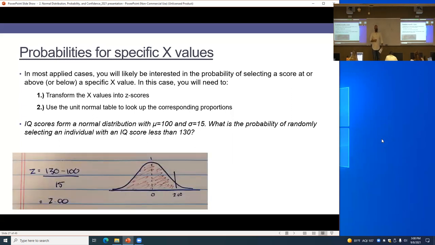Okay. First thing I'm going to do is go through and say, well, I want to see the z-score that's less than 130, right? So I'm going to first calculate the z-score. I know the mean is 100, standard deviation is 15. So I've got my x is 130, minus my mean of 100, divided by 15, gives me a z-score of 2.